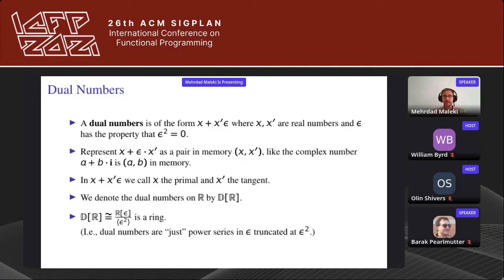In this definition, x is called the primal and x prime the tangent part of the dual number, and we denote the set of dual numbers over the real numbers R by D of R. And D of R is isomorphic to the quotient ring of polynomials in epsilon divided by the ideal generated by epsilon squared, which actually is a power series in epsilon truncated at epsilon squared.